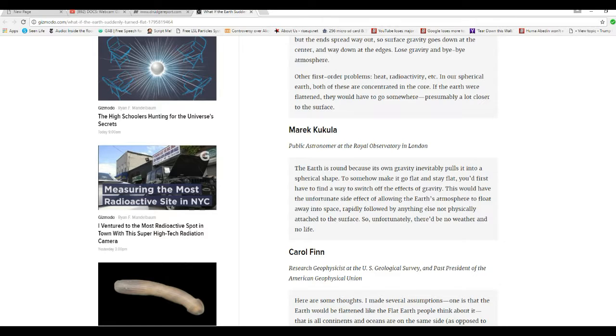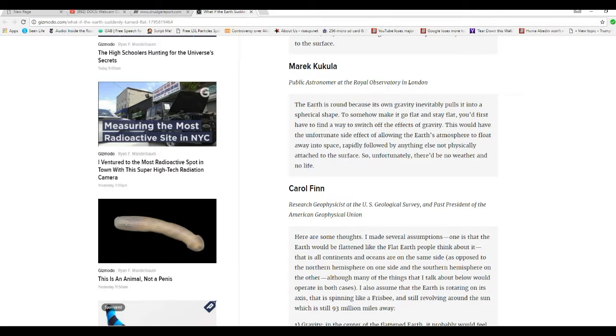Emily Drabek-Maunder, public astronomer at the Royal Observatory in London. The Earth is round because its own gravity inevitably pulls it into a spherical shape. To somehow make it go flat and stay flat, you first have to find a way to switch off the effects of gravity. That would have the unfortunate side effect of allowing Earth's atmosphere to float away into space, rapidly followed by anything else not physically attached to the surface. So unfortunately, there would be no weather and no life. At least that one didn't indulge fools.